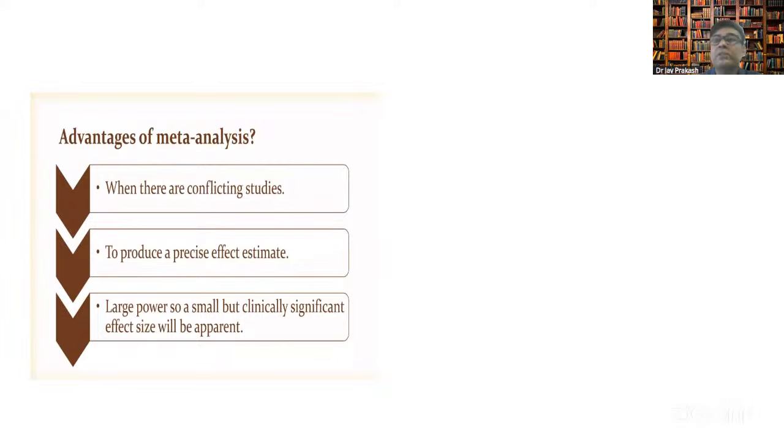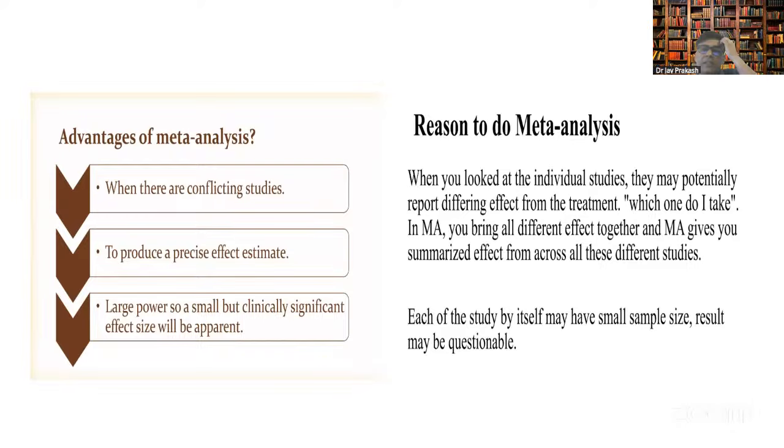Suppose there are two intervention methods, and one study is published in favor of A and another in favor of B. What will you be confused about? By doing a meta-analysis, you can decide which to believe. If there are studies with conflicting results, you can proceed to produce a precise effect estimate, and as I said earlier, the power of the study will increase. So what is the need for meta-analysis? Basically, it is to synthesize the evidence; that is the main reason. I will show you one by one so that it will be very easy.